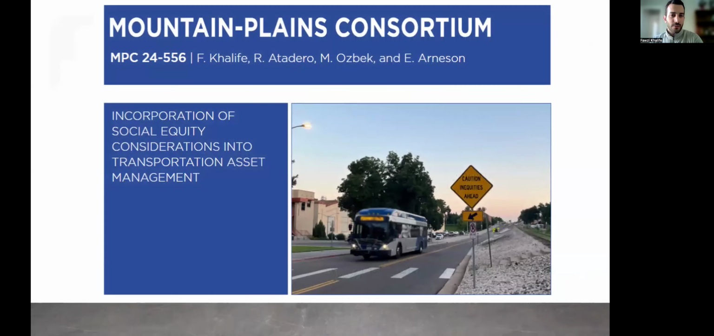So this is part of work funded by the US DOT, and it's been published. It was published a few months ago in September, and I'll share the link for this report towards the end of the presentation if you'd like to check more about the results, the discussion, and so on.